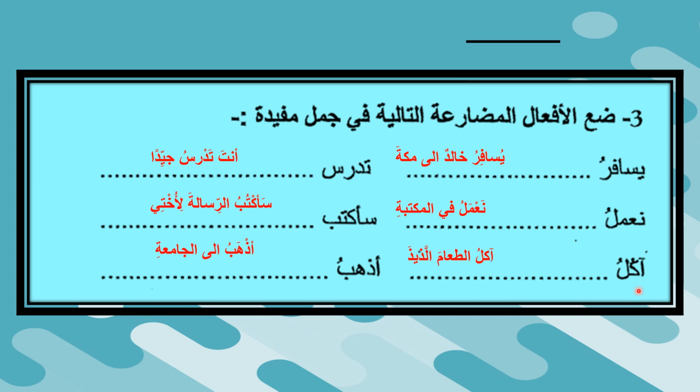Akala. So akalu means I eat. So akalu at-ta'ama alladhidha, I am eating the delicious food. Tadrusu, you study. Anta tadrusu jayyidan, you study very well. Sa'aktubu, I will write. Sa'aktubu ar-risalata li ukhti, I will write the letter for my sister. Adhhabu ila al-jami'ati, I am going, or I go to the university. So these are the small simple sentences with the Fel Mudaare.